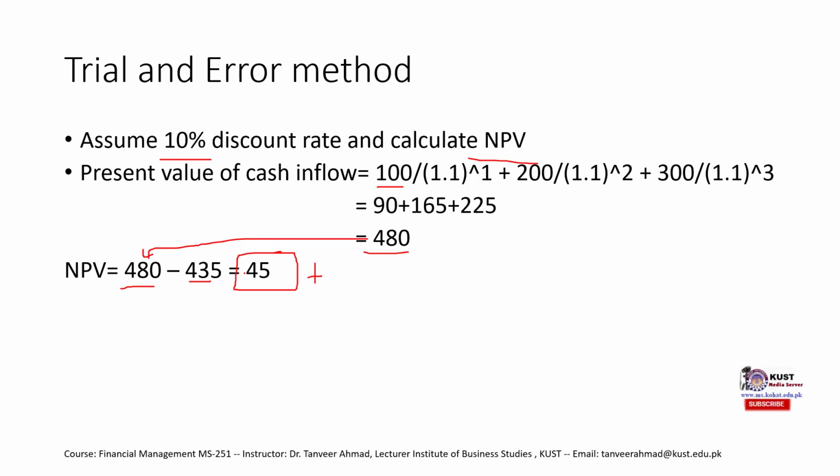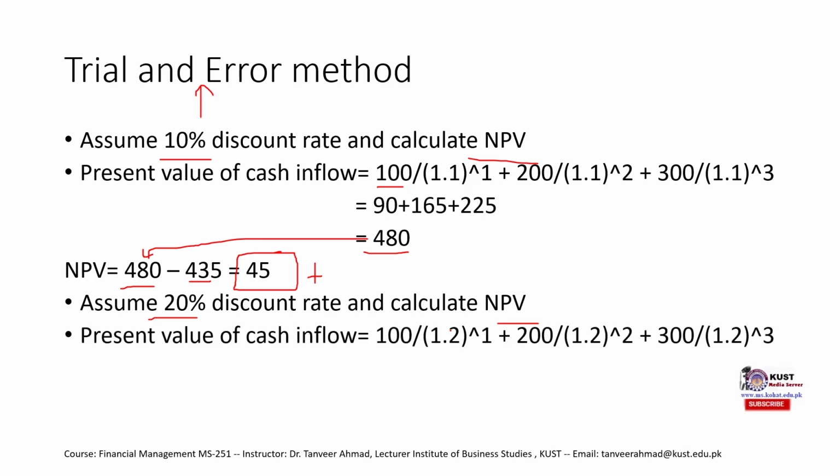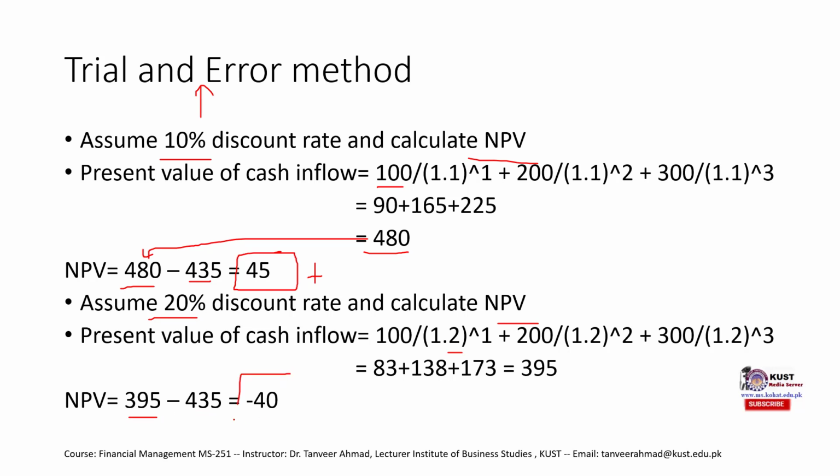The discount rate which makes this NPV 0 would be our IRR. So now when the value is positive, we need to take a higher discount rate. So let's assume we take 20% discount rate, and at this discount rate we find the value of NPV. We again find the present value of cash inflows. Rather than taking 10%, we now take 20%. The rest is similar. The present value of cash inflow is 395 minus 435. It gives us a negative NPV.